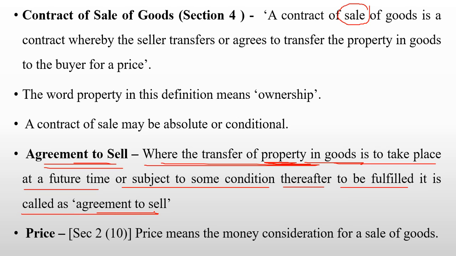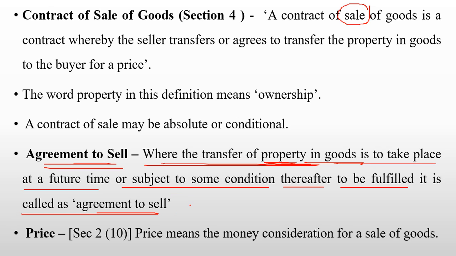it is called as agreement to sell. Now for example, to understand agreement to sell, for example, there is a farmer and there is a buyer. So buyer says to the farmer, means farmer basically is a seller, to give 10 quintals of onion to me. So farmer says, yes, I will give you 10 quintals of onions, but after 3 months.